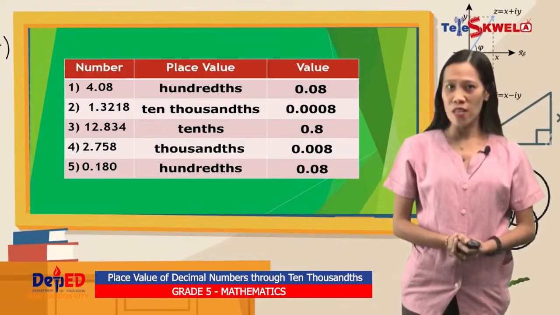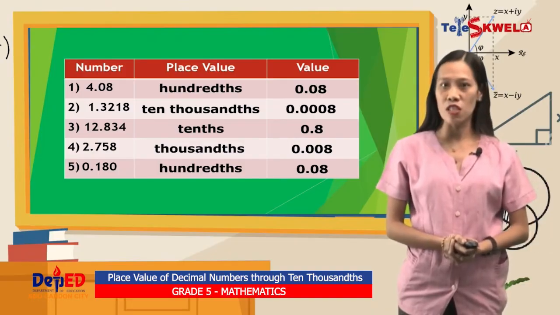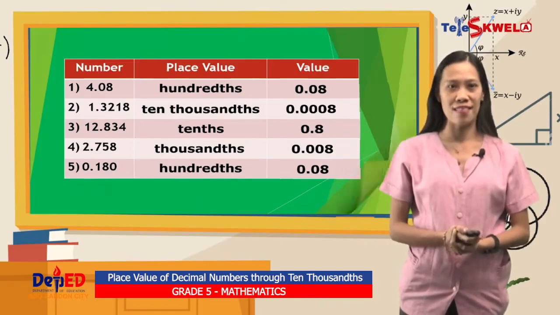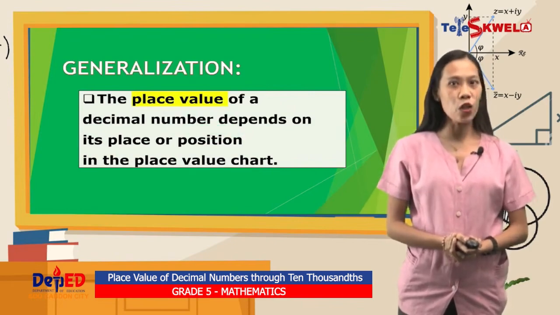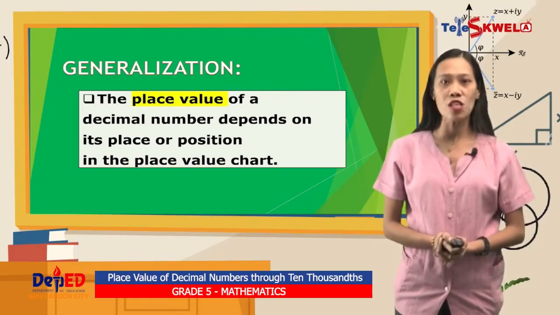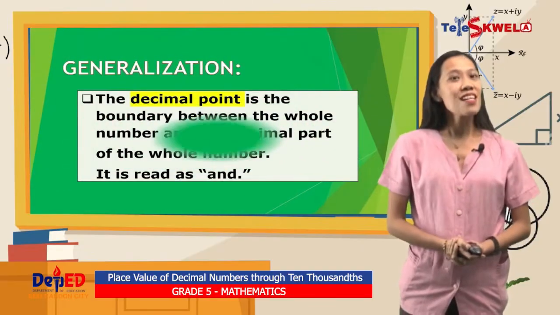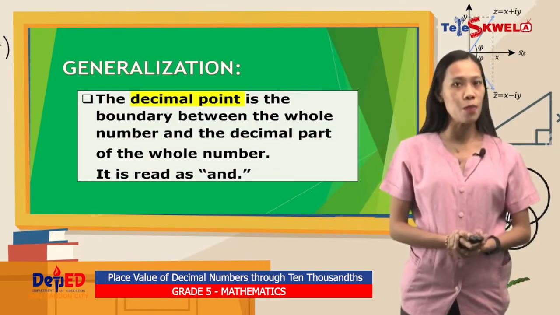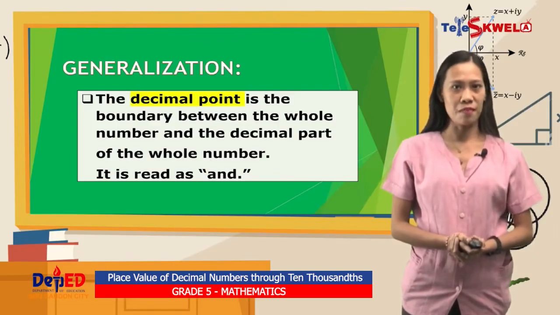Can we now answer our question earlier on how we can identify the place value and value of a digit in a decimal number? Consider these two important points. The place value of a digit in a decimal number depends on its place or position in the place value chart. The decimal point is the boundary between the whole number and the decimal part of the whole number. It is read as "and".